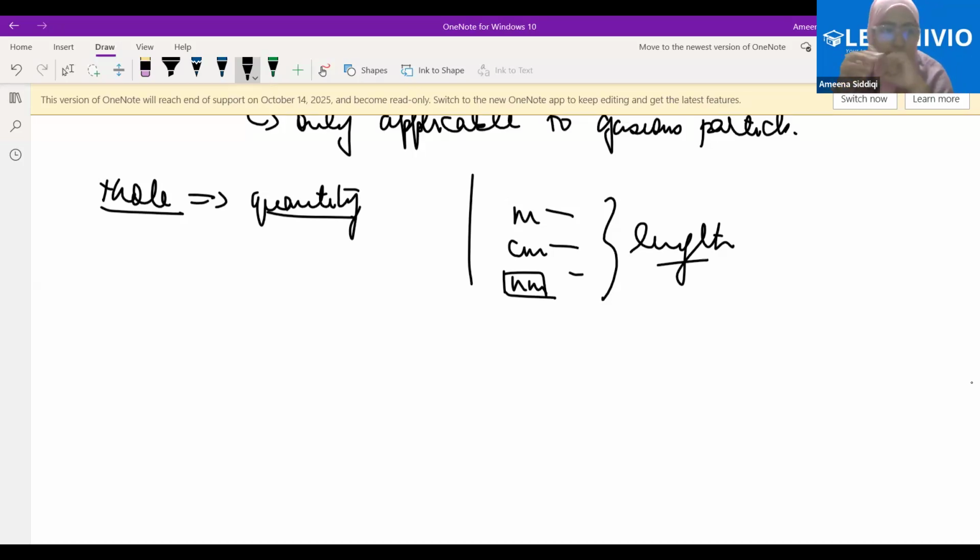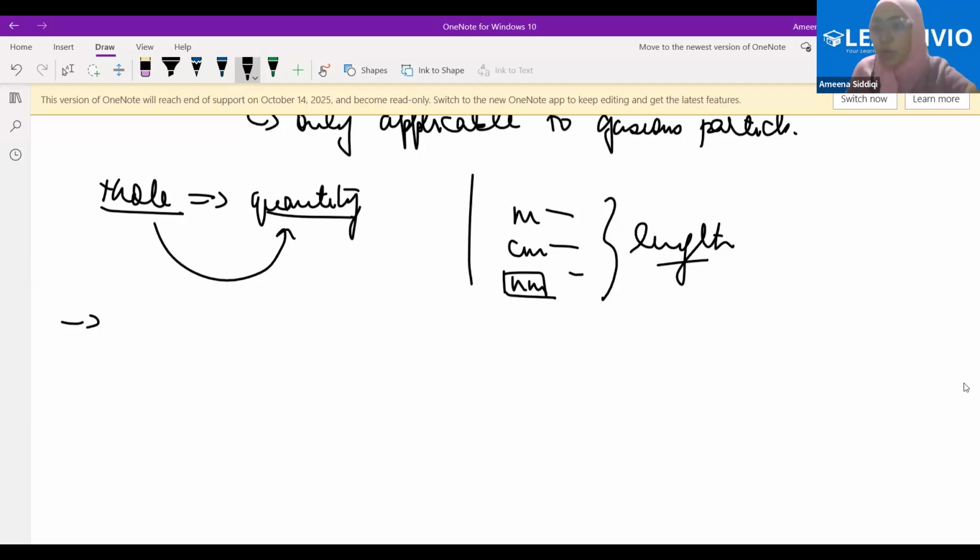Second, if I'm saying I have got 2 moles of sodium chloride, here also I'm measuring something. But what am I measuring? I'm measuring the quantity of sodium chloride molecules present with me. Is the point clear? Simple point. What is mole? It is a measurement unit which is measuring the quantity.